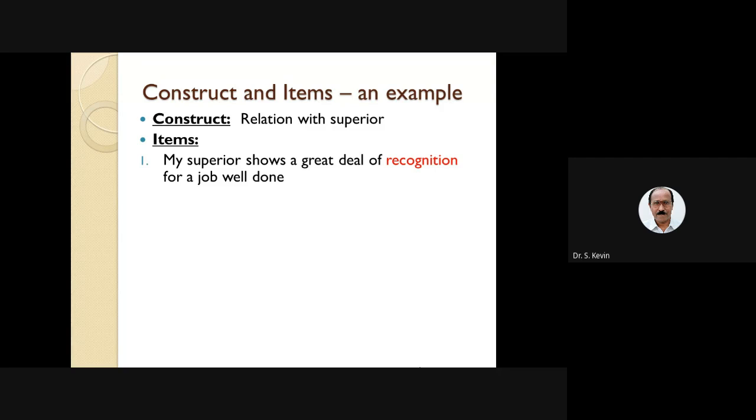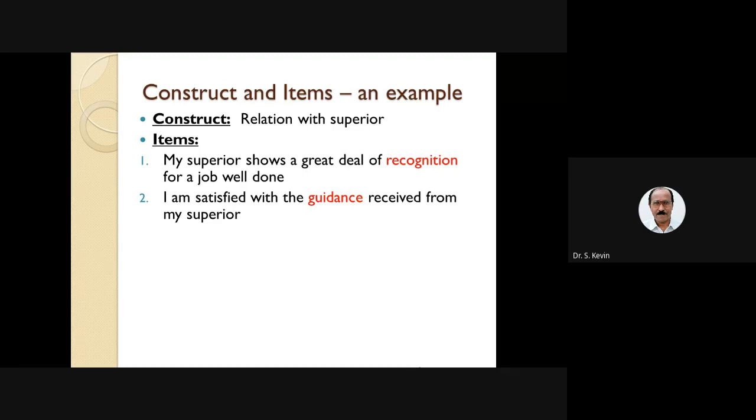So if he agrees with this, that means his relation with the superior is good. Understand that? Second statement. It is regarding guidance. I am satisfied with the guidance received from my superior. Supposing a person agrees with this, his relation with the superior is good. If he disagrees with this, he is not satisfied, then his relation with the superior is not good.